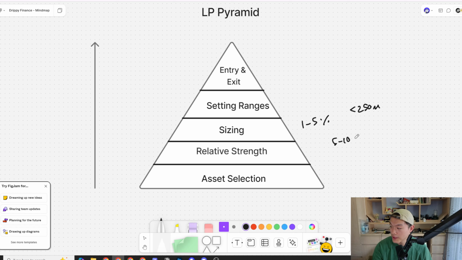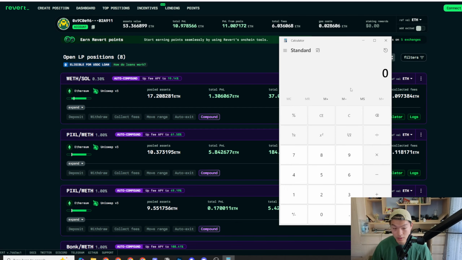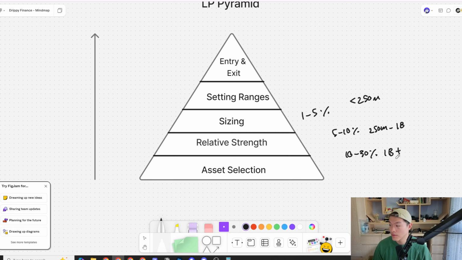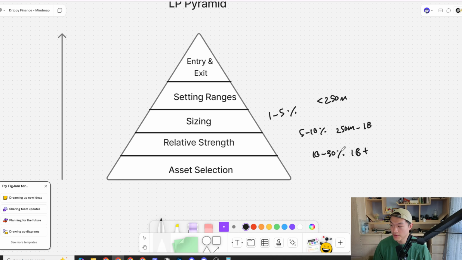And then 5 to 10% into something that's between 250 million to 1 billion market cap. And then roughly 10 to 30% into 1 billion plus. And this is usually like the blue chip pairs. For example, the Sol to Ethereum pair that I'm in currently has like 7.2 Ethereum divided by the asset value right now. So roughly 32% on that, roughly in that 10 to 30% range. Because Ethereum and Solana is quite safe compared to a lot of these smaller cap tokens.